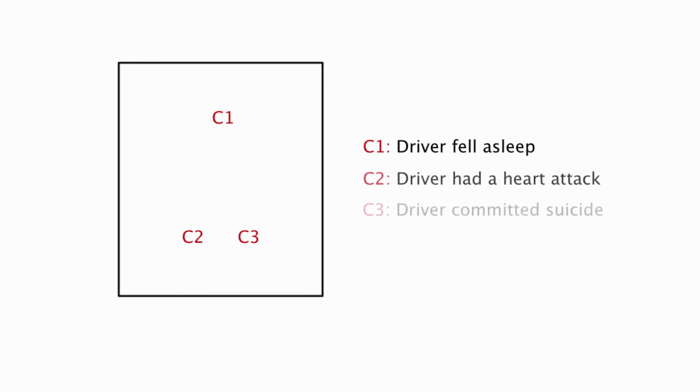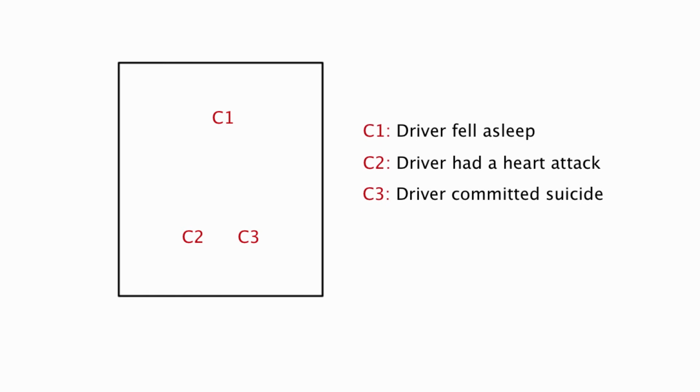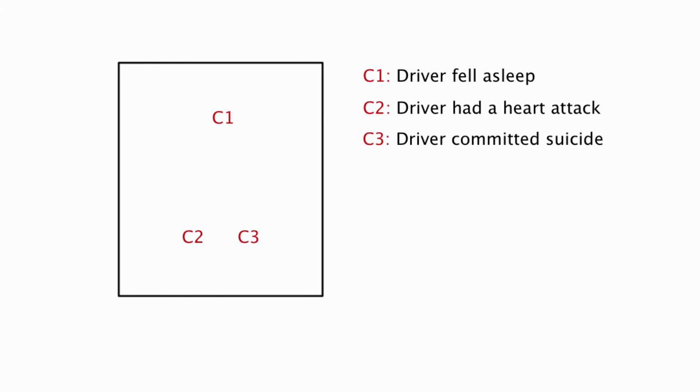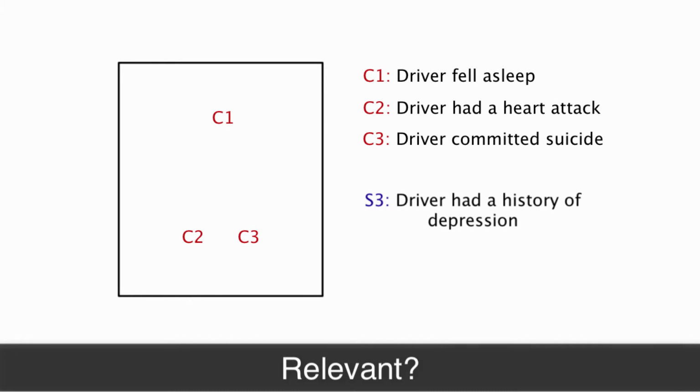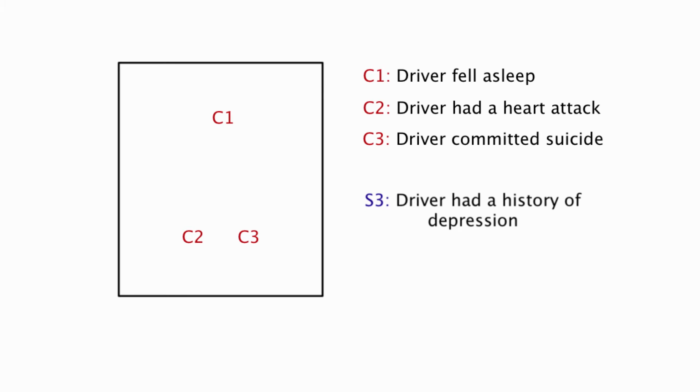So let's take some examples of different kinds of information and see how that information impacts the various rivals and in what way its relevance consists. Now, we've got 3 serious rivals. The driver fell asleep, the driver had a heart attack, and the driver committed suicide. Now, suppose we discover, in addition to the facts of the case, that the driver had a history of depression. Is that relevant? Well, most of us will say, of course.